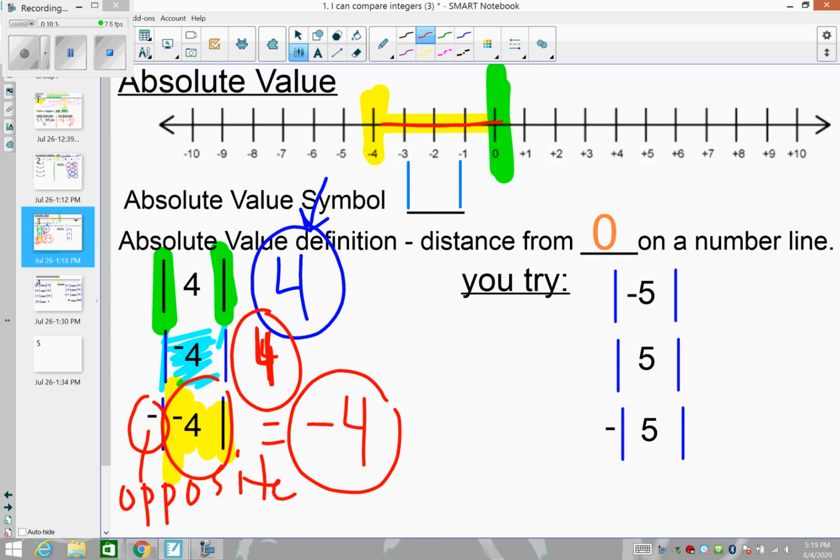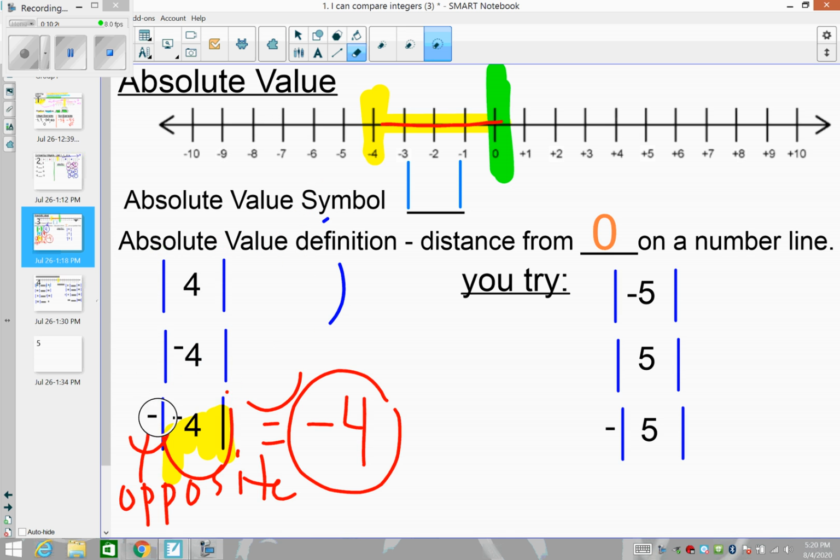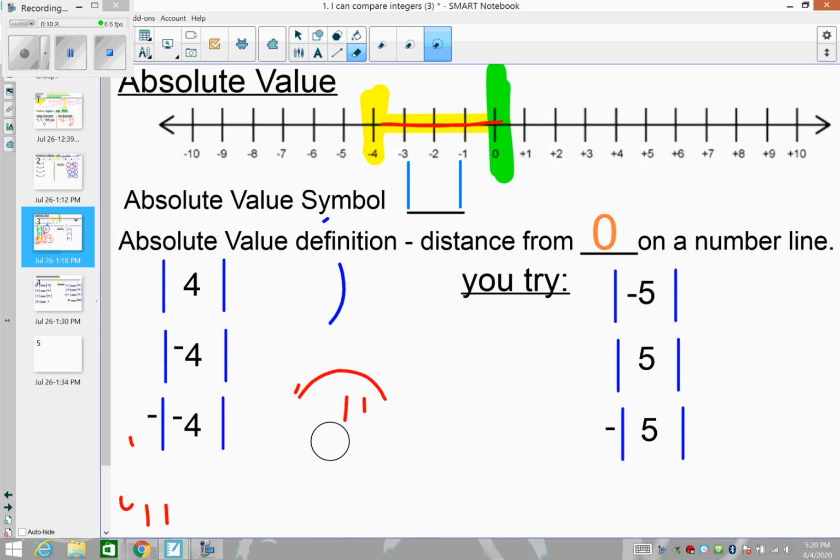So what I'm going to ask you to do now is pause the video, and try the 3 problems on the right that are asking about absolute value. And then as soon as you're finished, I want you to press play, and I will reveal the answers. But I do want you to give it a shot.